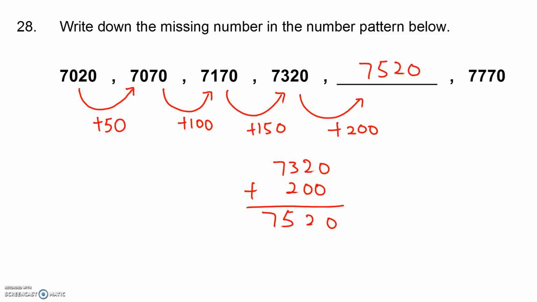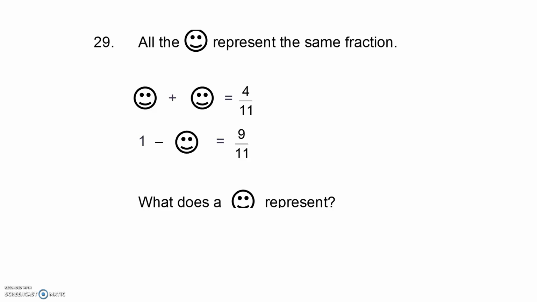7520. If you are very careful with your work, you might want to double check, because the next pattern is addition of 250. So see whether this number will lead you to 7770. That's another way to check your answers as well. Okay, let's go down to this.